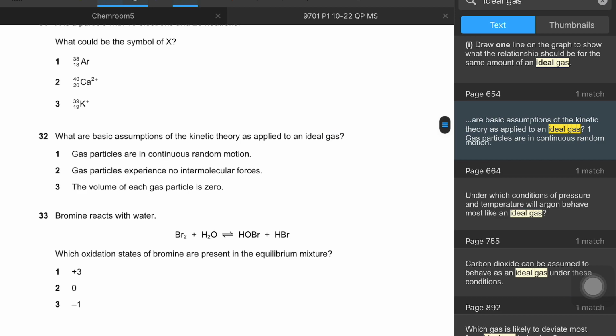Let's do this one. What are the basic assumptions of the kinetic theory as applied to an ideal gas? Gas particles are in continuous random motion. True. Gas particles experience no intermolecular forces. The volume of each gas particle is 0. All three are correct. So that is a revision for us for ideal gas behavior also.